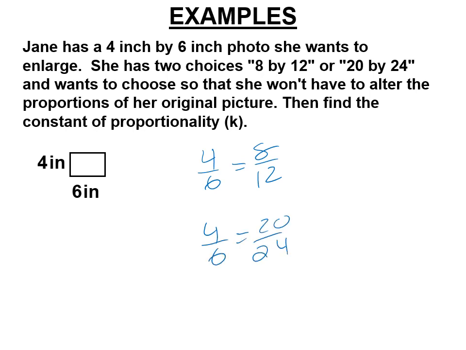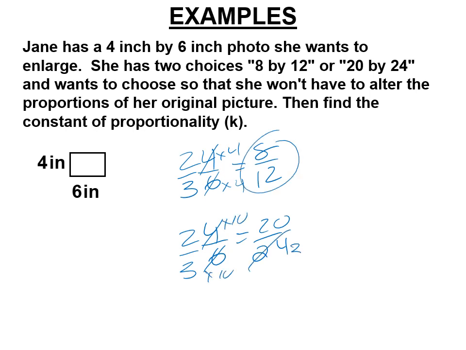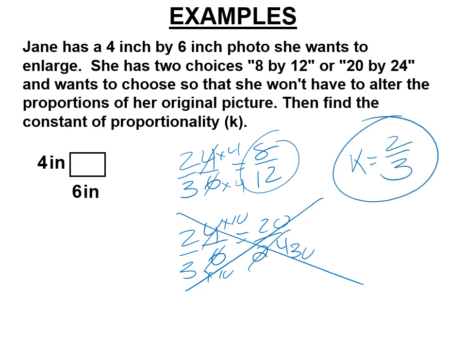So let's see. Well, 4/6 simplifies to 2/3, and 2/3 does make 8/12, but it does not make 20/24. It would make 20/30. So it's not that one. She has to pick 8/12. All right, and the constant of proportionality is not 4/6 or 8/12. It's the simplified ratio, 2/3.